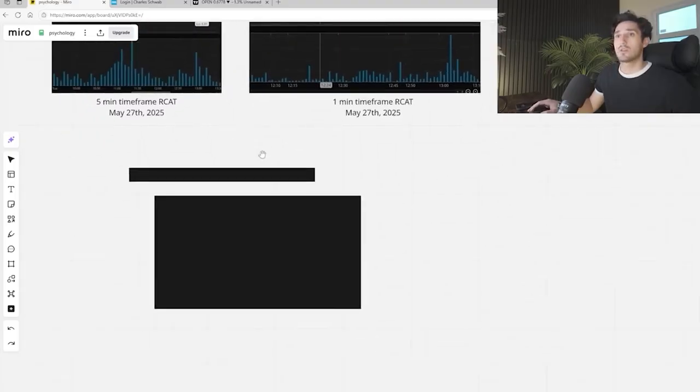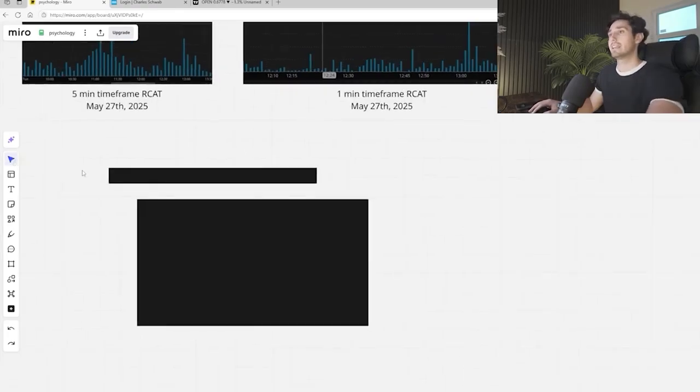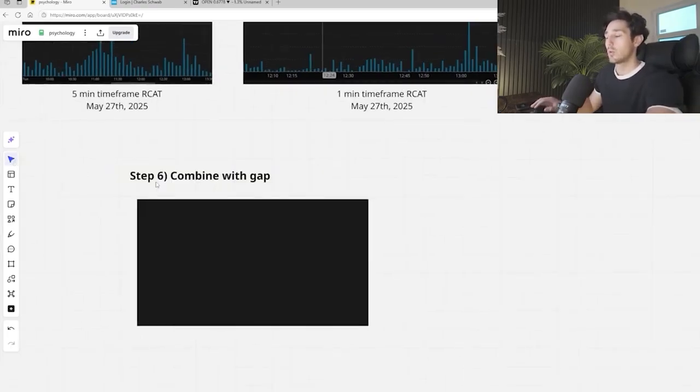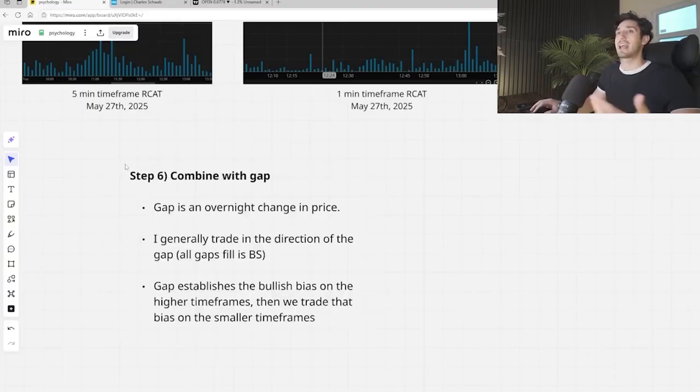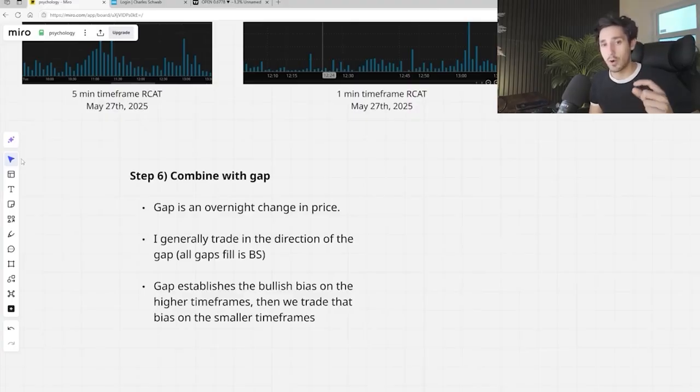Now, there's also another very, very key amplifier that you could use when you combine these setups with gapping stocks. Now, what is a gapping stock? That is an overnight change in price. So a stock closes at $5 yesterday, and then the next day it opens at $8. That $3 difference overnight is a gap. It's an overnight change in price. You could literally see the gap in the chart.